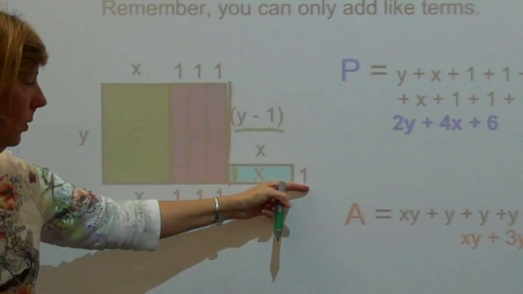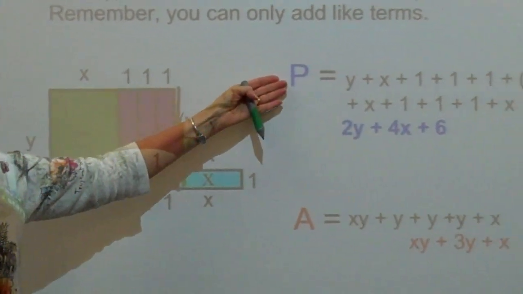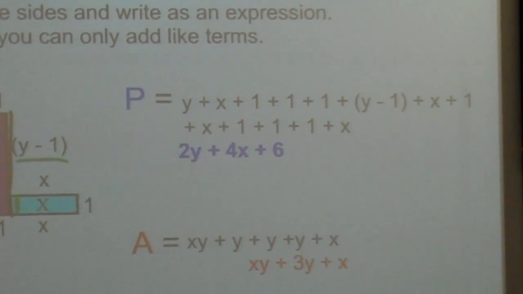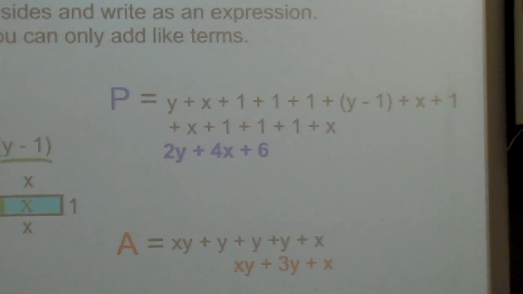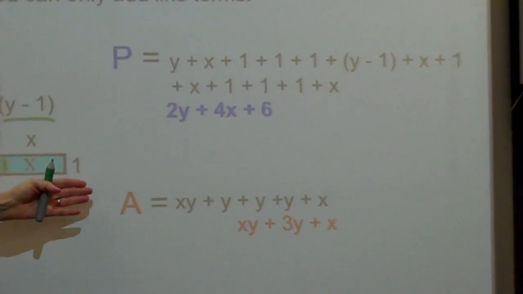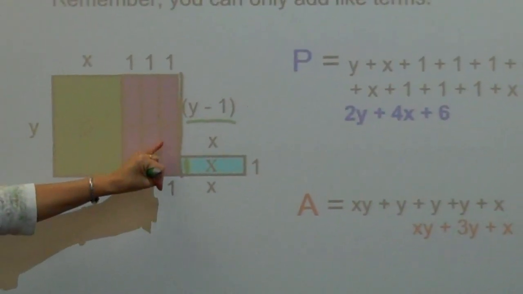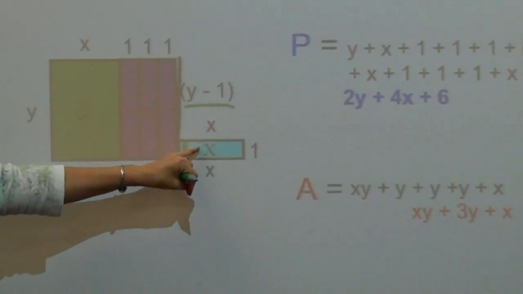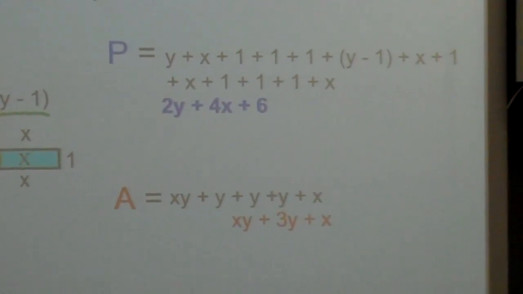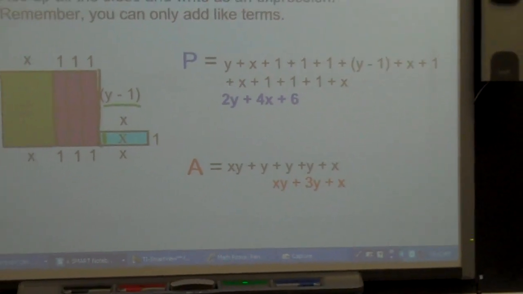And I have X, 1, X, 1, 1, X. When I add up all those little sides, my perimeter is written as the expression 2Y plus 4X plus 6. The area is just the insides, so that's how we name the tiles. I have an XY tile, 3 Y tiles, and 1 X tile, giving me an area of XY plus 3Y plus X.